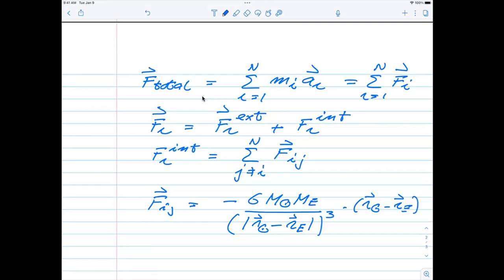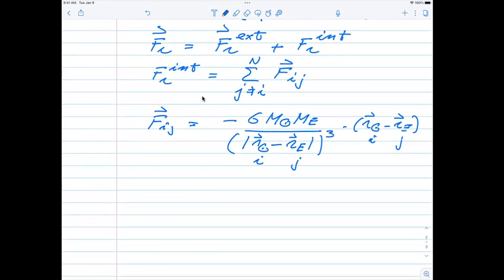And this would play the role of I, and this could be J, and this would be I and J again. So this is an example of such a force which acts between two bodies. And we are going to meet that again and again in this course in particular.